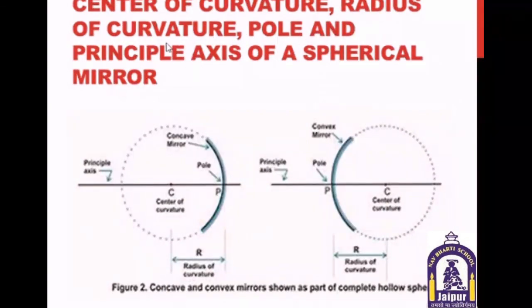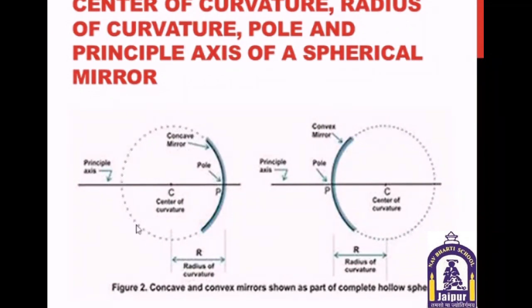Center of curvature, radius of curvature, pole and principal axis. These are four different things, of a spherical mirror. We have studied two mirrors, the concave mirror and the convex mirror. So what are these four things in those mirrors? Have a look. This is a concave mirror. Here this shaded region is the non-reflecting surface and this part is the reflecting surface.